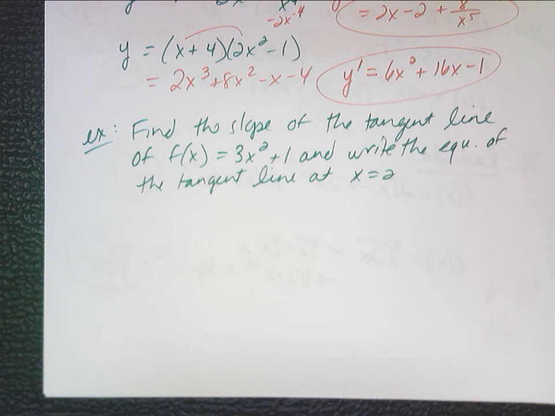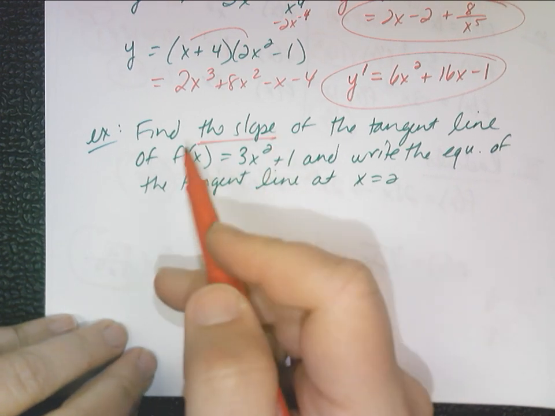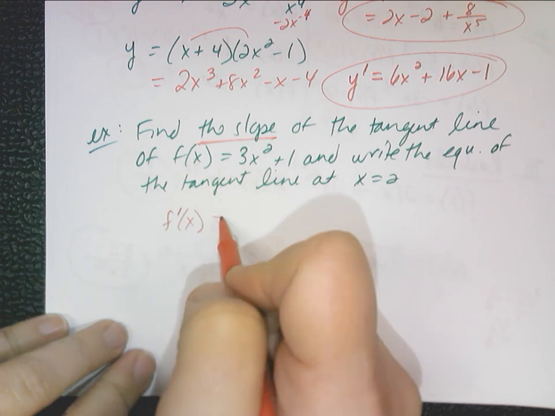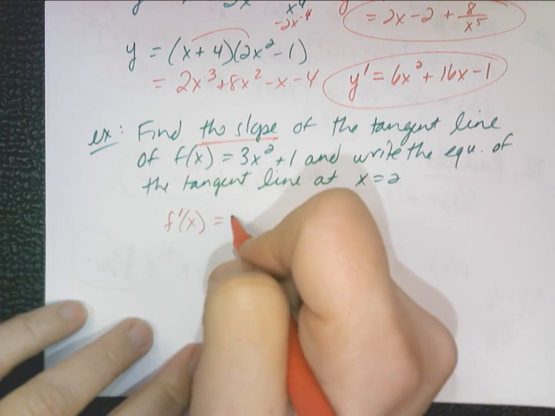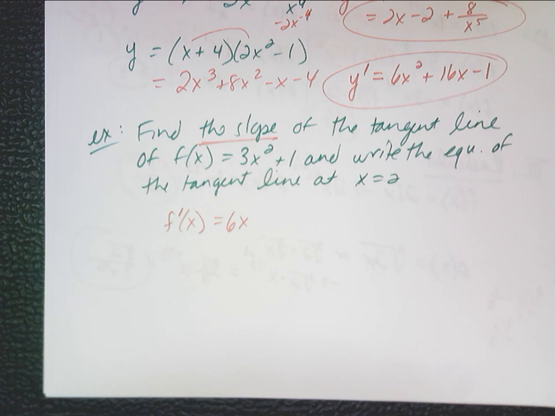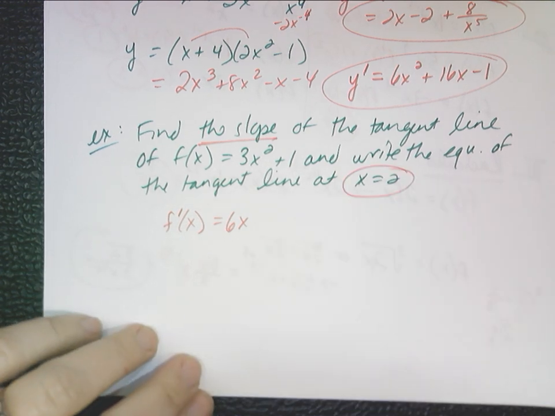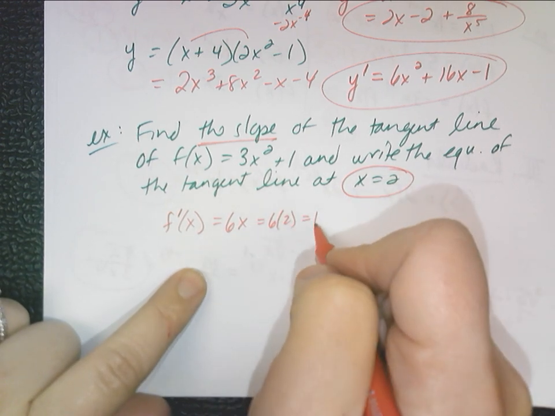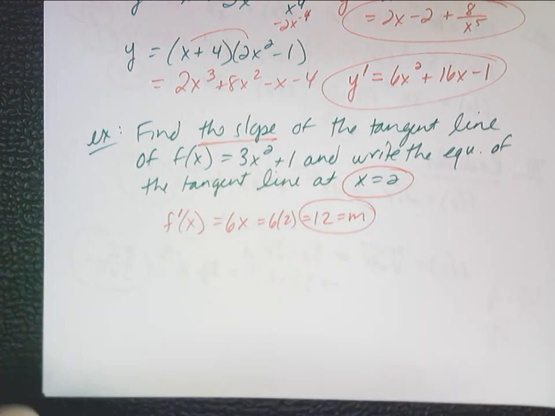Okay? So, slope is synonymous with what phrase? Derivative. We are going to find the derivative. 6x. Okay? Now, listen. That's not necessarily the slope. That's the formula to help us find the slope now at any point. And what's the point we got to work with? Well, 2. Plug 2 in. 6 times 2 is 12. That is the slope of the tangent line.